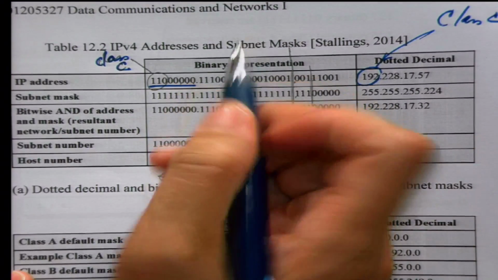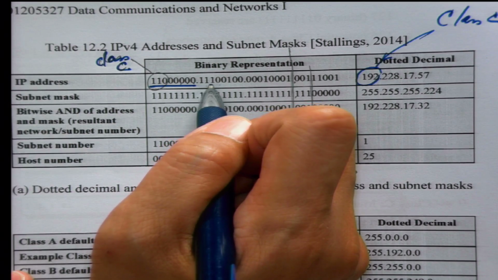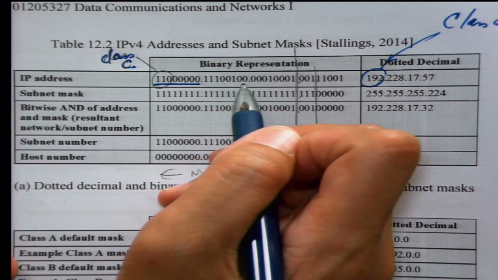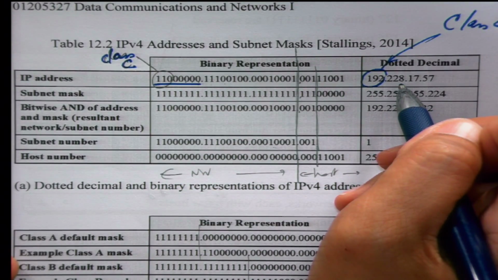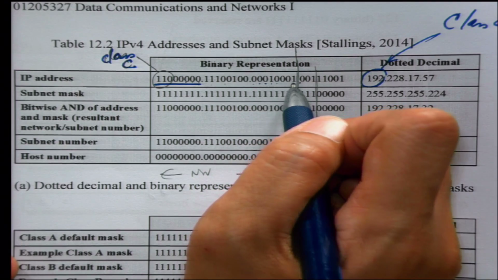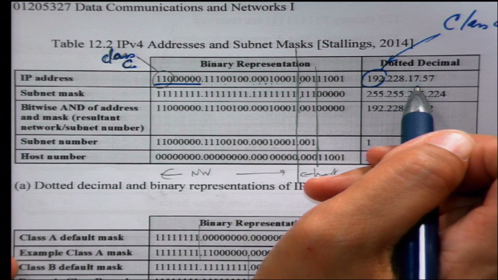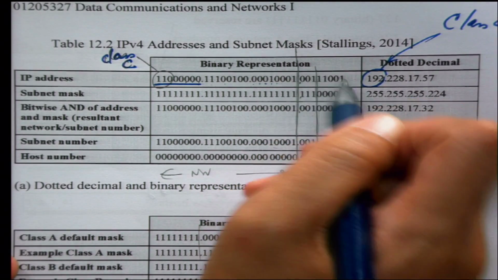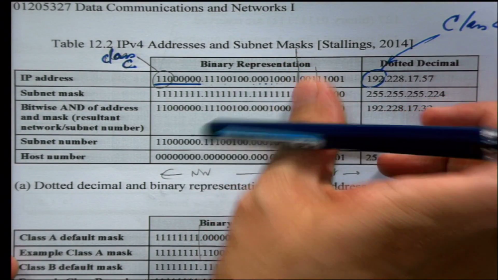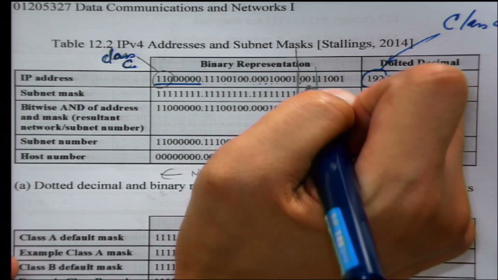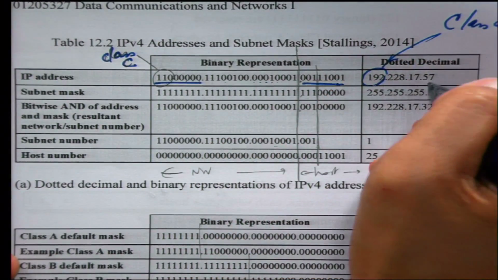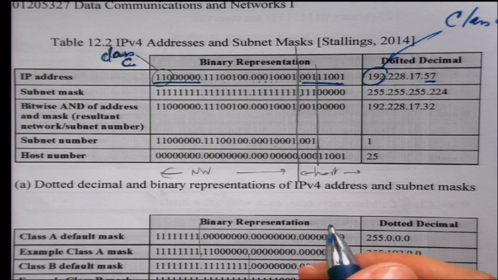Then the next 8 bits are 11100100. You convert it into decimal, and the decimal is 228. The next one is 00010001. This is 17, and the last 8 bits are 57. So just don't worry about this line. Look at this as the 8 bits converted to 57.